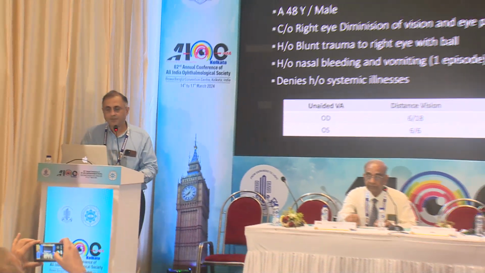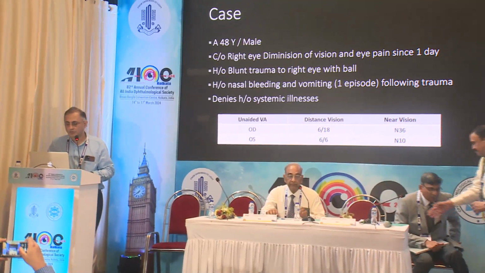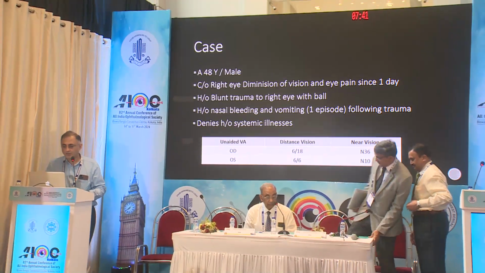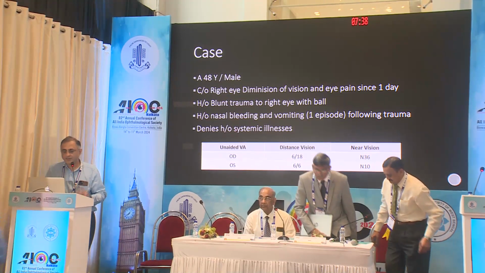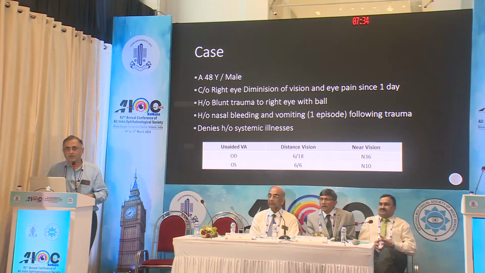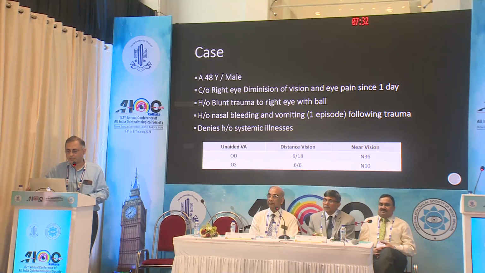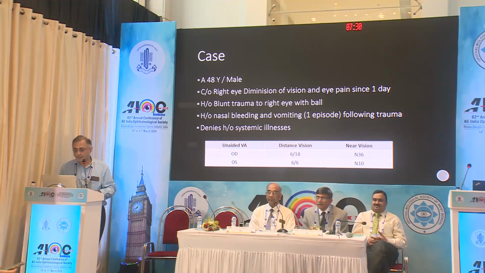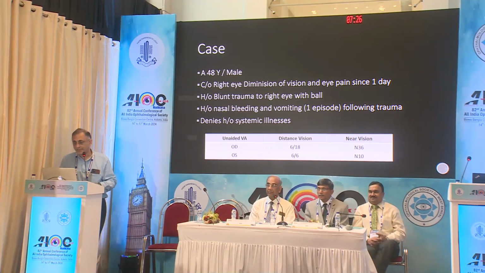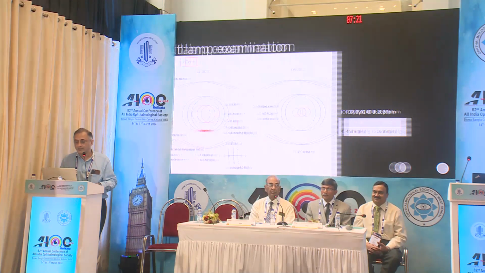What I will be talking about is raised intraocular pressure and ocular trauma. So let's see this patient, whom all of us generally get in our OPD. This was a 48-year-old gentleman. He came with a history of a blunt injury with a ball. He also had nasal bleeding and vomiting. He didn't have any systemic illnesses, and his unaided visual acuity was 6/18 N36 in the right eye and 6/6 N10 in the left eye.